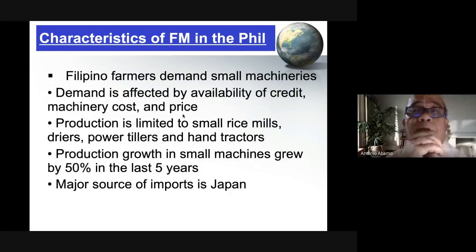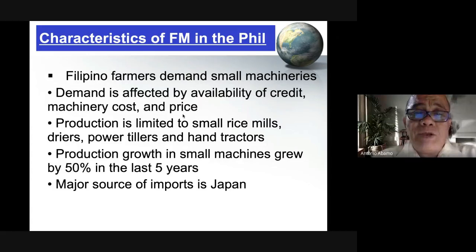Another thing, Filipino farmers demand small machines because of our fragmented land areas. Now, this demand for these machines is affected by the availability of credit also, because we cannot buy expensive machines and we do not have the finances to support the buying of that particular equipment. Production is so limited to small rice mills, dryers, power tillers, and also hand tractors. No? Now, likewise, production growth in small machines grew by 50% during the last 5 years, which is rather slow.